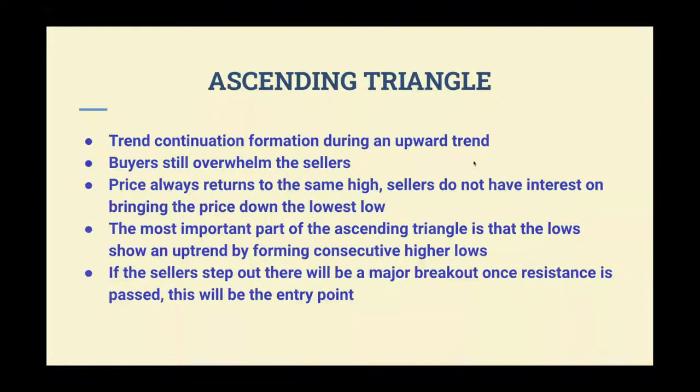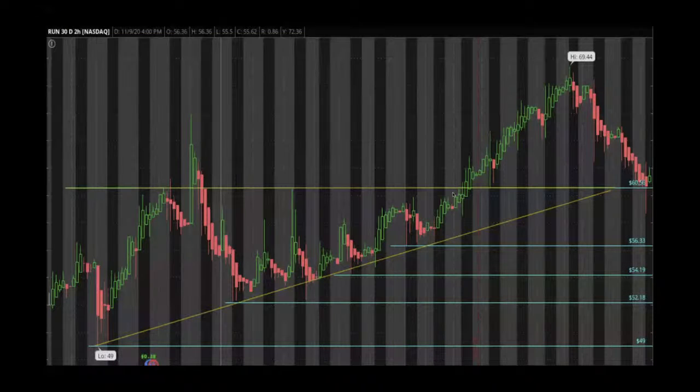Triangle. We went through this one too. We have this high. We try to break it here, here, here, and we keep forming a low before forming our high inside our resistance. That just means an uptrend because we're getting consecutive higher lows until we break resistance and the buyers overwhelm the sellers, and we get a run here.